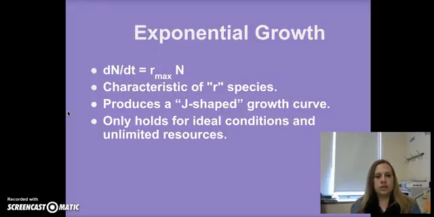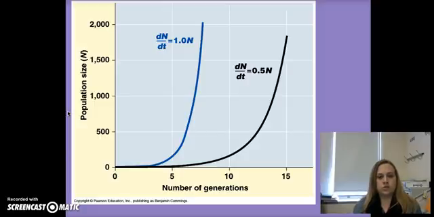All right, so with exponential growth, this is characteristic of those r species that we talked about before, and it tends to produce a J-shaped growth curve, and this is only going to hold for ideal conditions and unlimited resources. So exponential growth is not something that you tend to see all the time because it needs ideal conditions and lots of resources in order for individuals to reproduce really quickly for you to see exponential growth. And so this is what that J-shaped growth curve for exponential growth would look like.